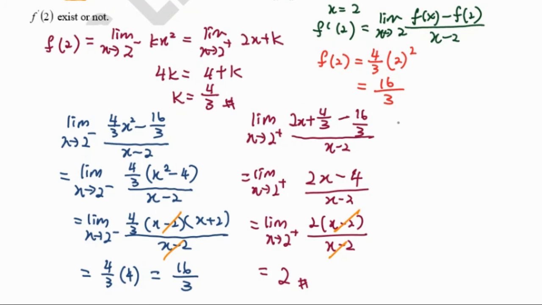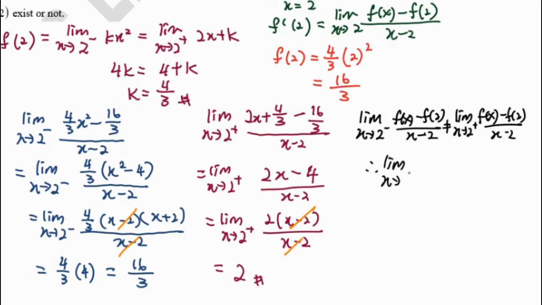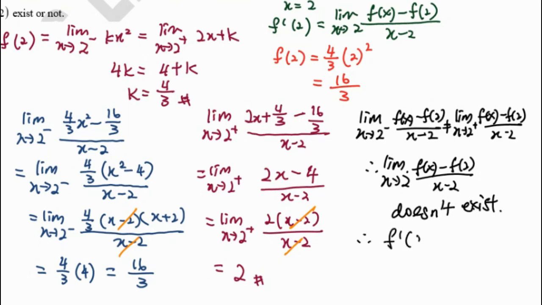Therefore, we write our reason here. Therefore, the first principle of this first derivative when x approaches 2 of the function does not exist. So f prime 2 also does not exist.